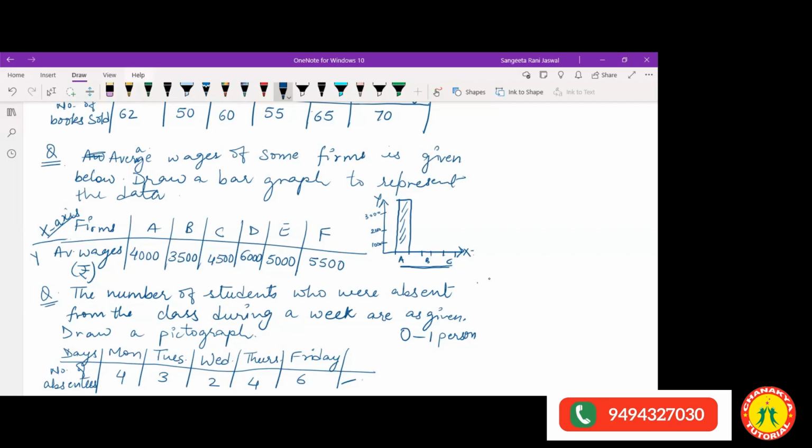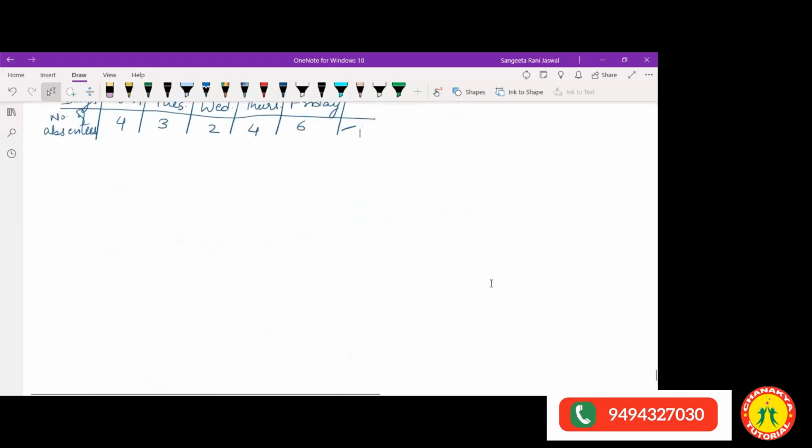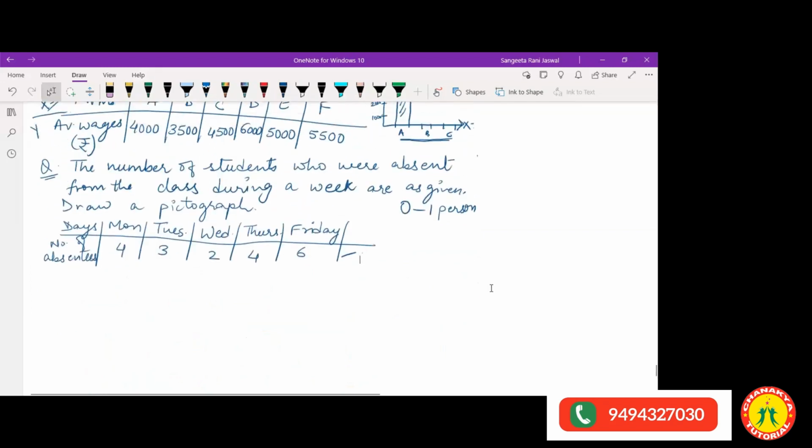Okay, I'll give you one more question on bar graph. I'm giving you bar graph because this graph will be more used when you go to your higher classes. You'll get even more different types of bar graphs there. Sonia is doing the question.